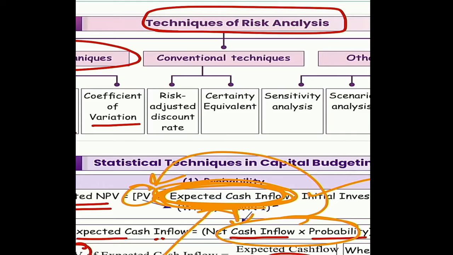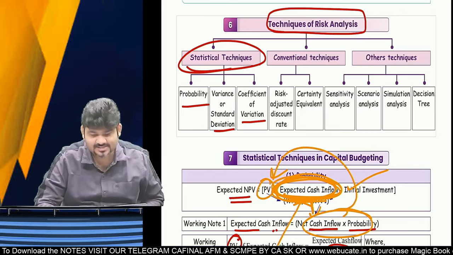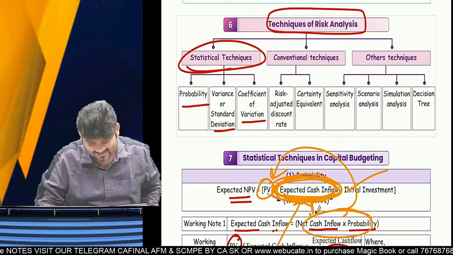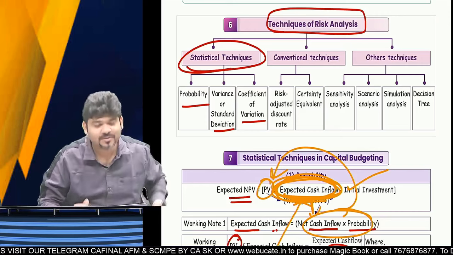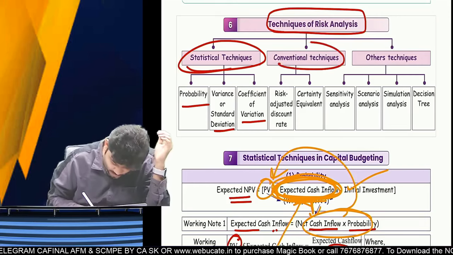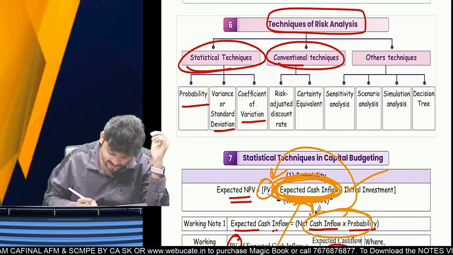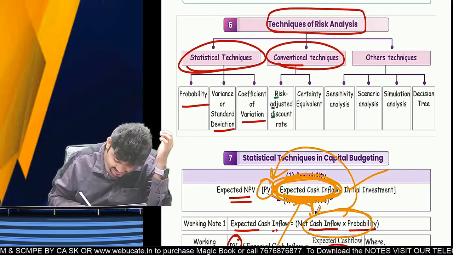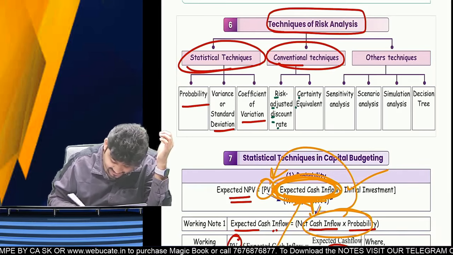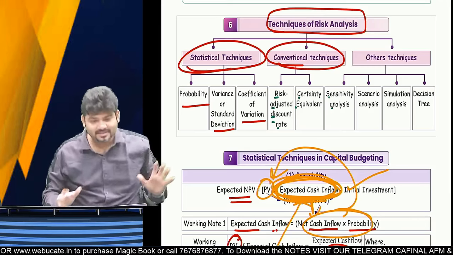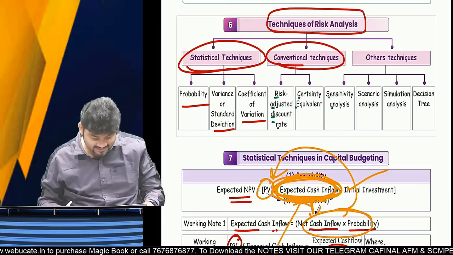Now, next in line after the statistical technique is the conventional technique. Conventional means old. What are the conventional techniques? First is the risk-adjusted discount rate, and second is certainty equivalent. These two, so very easy. Let's understand them.